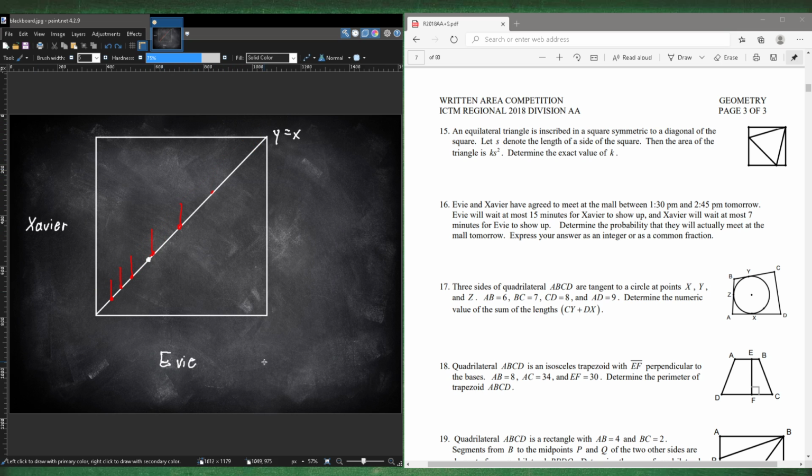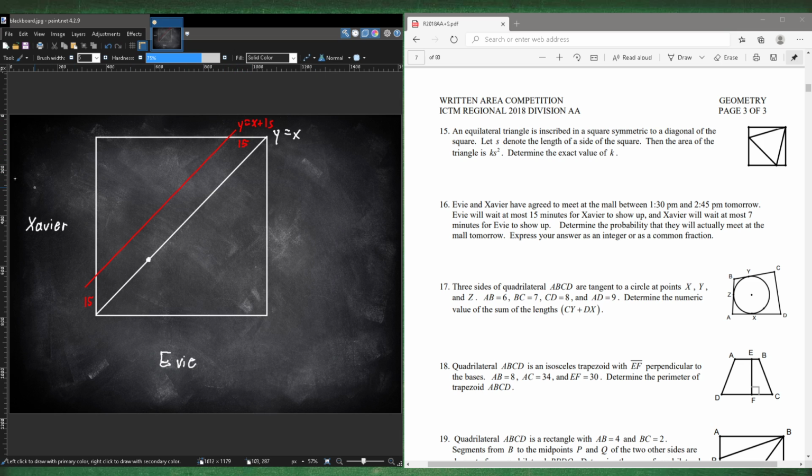Okay, so let's erase that. And we have a line, let's say like this. And this is 15 minutes above. So this line is y equals x plus 15. So this length over here is 15, and this length over here is also 15.